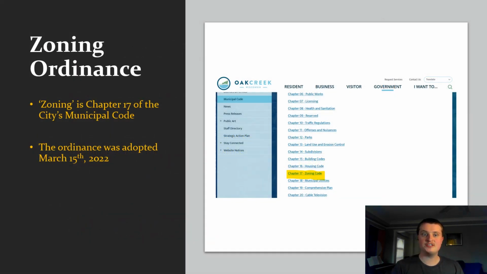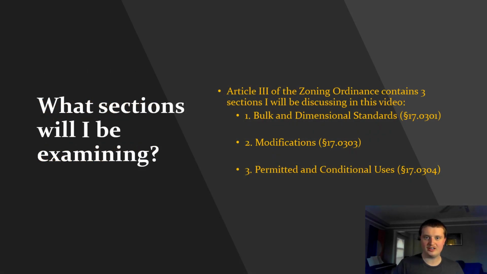So the zoning ordinance for the city of Oak Creek is Chapter 17 of the city's municipal code, and the ordinance was adopted March 15th, 2022. Article 3 of the zoning code contains 3 sections that I will be discussing in this video. The first is bulk and dimensional standards. Second is modifications, and thirdly is permitted and conditional uses.